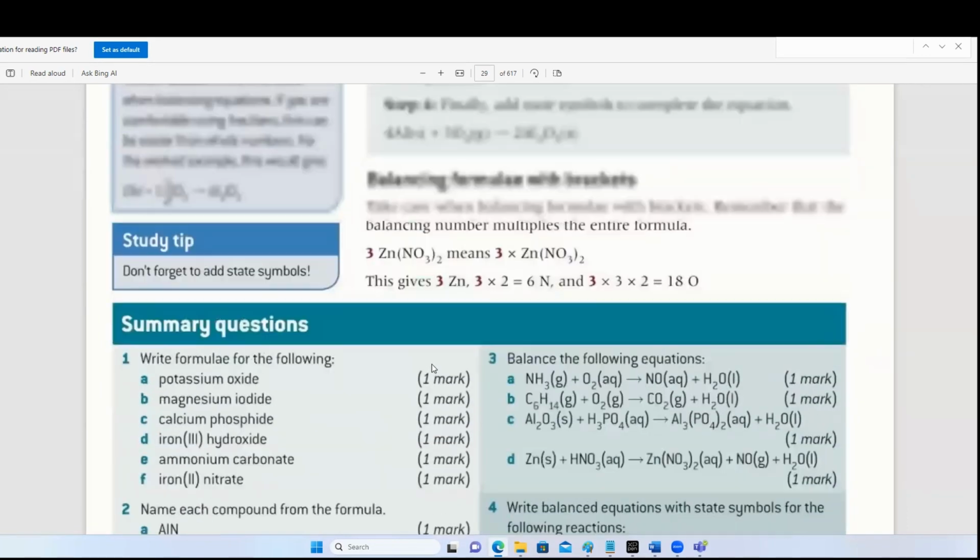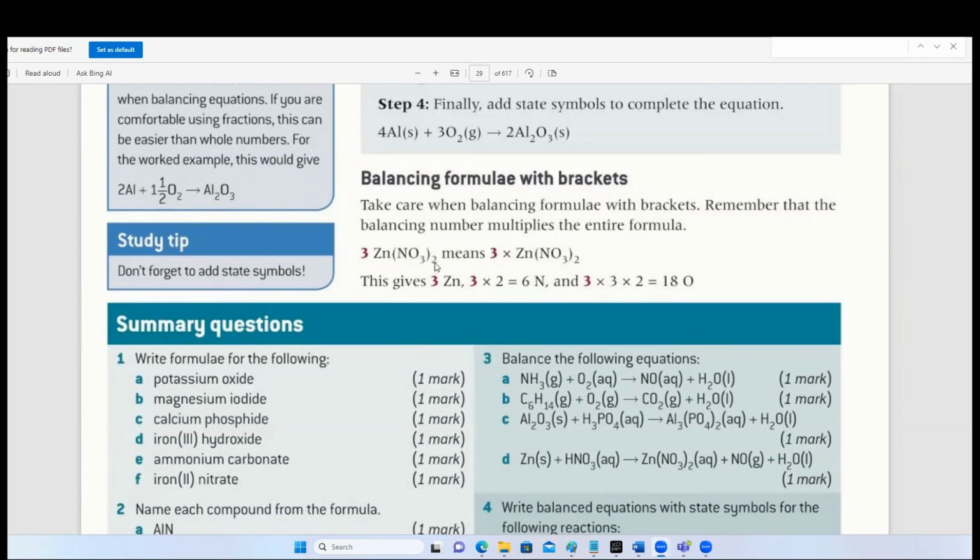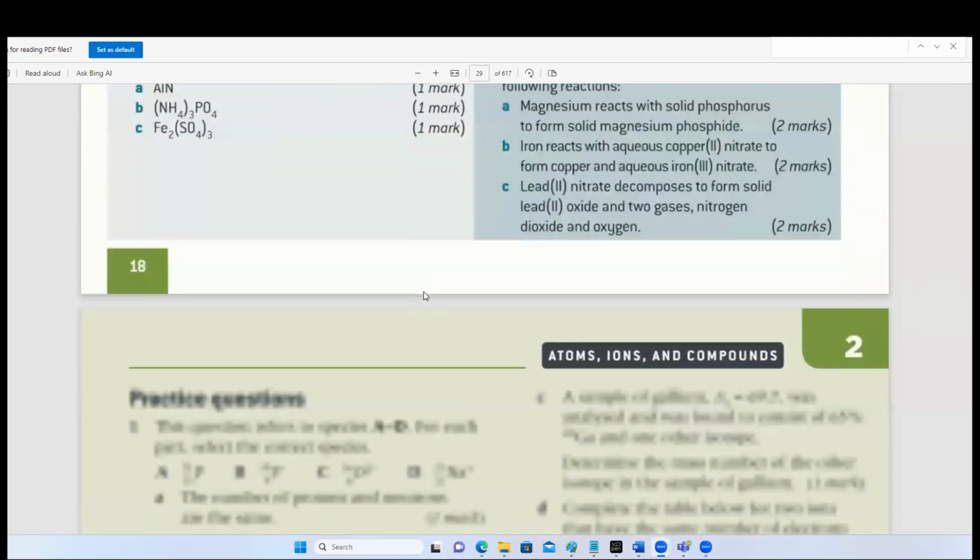So it's 6 oxygen, but then the nitrate is also oxygen. So is the subscript for the nitrate also affecting the number of oxygens? Yes, yes. This 2 will be multiplied with both of them because this just means there are 2 nitrates. So did you understand why we have 18 oxygen atoms in zinc nitrate? Yeah, I understand this. Right, let's just move forward then.